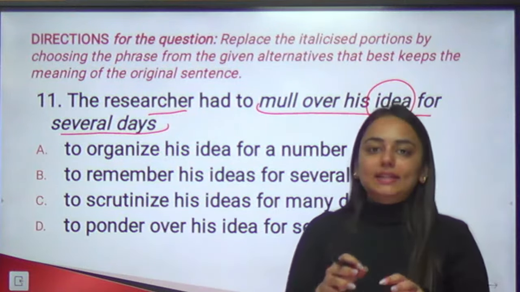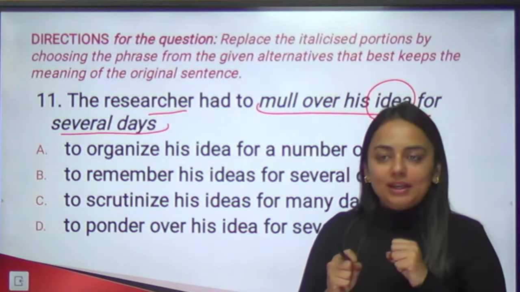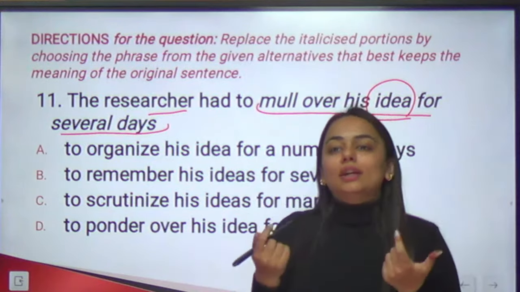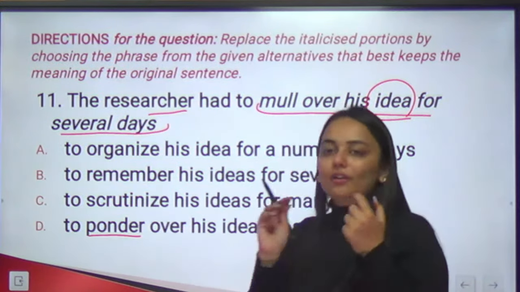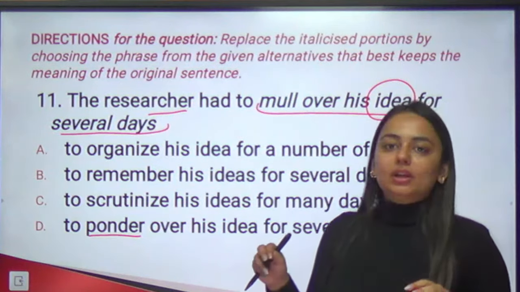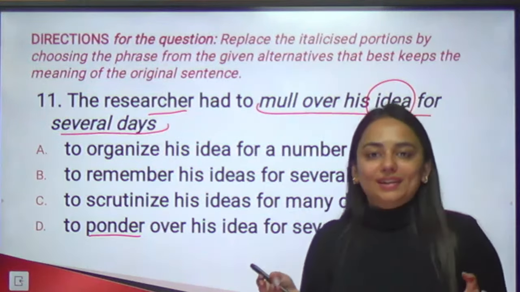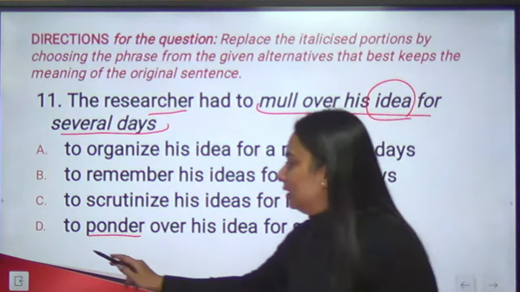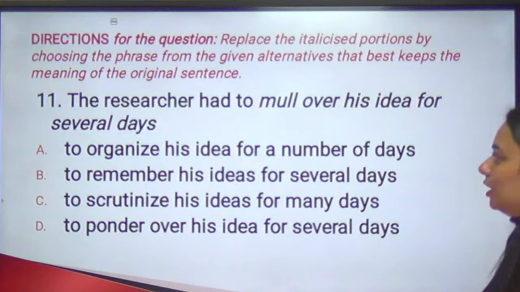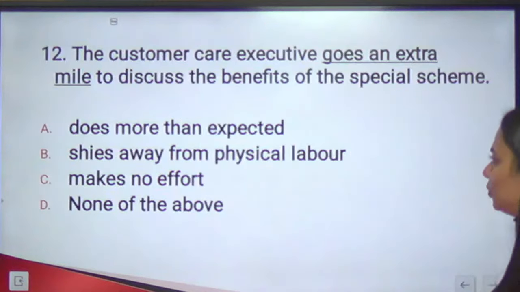Scrutinize is in-depth or critical study of something. So it's not about critical study, rather it's related to thinking. So ponder is when you give deep thought to something. So pondering over something is, you can say, mulling over something. So the right answer should be D. So yes, Dipanshi, you were absolutely right. It should be D. Moving on to our last question.